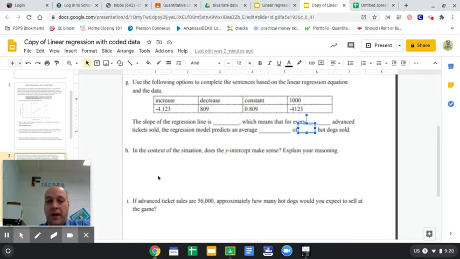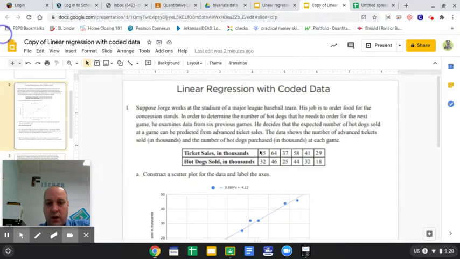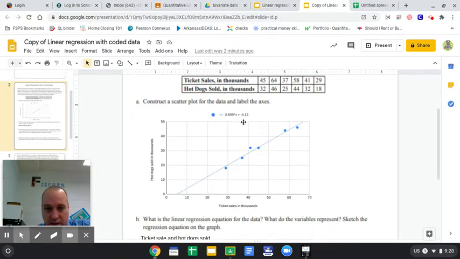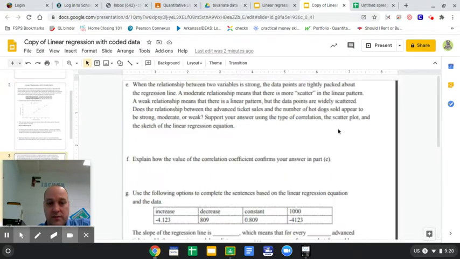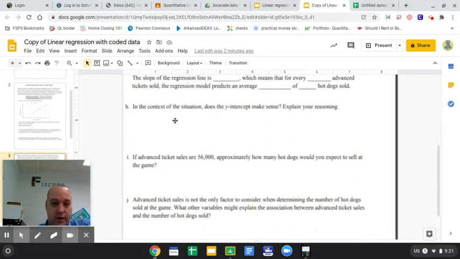809. In the context of the situation, does the y-intercept make sense? So let's go back and look at our y-intercept. The y-intercept says it is negative 4.12. So could I have a negative 4,000 hot dogs? So does it make sense? No. Why? You can't have negative 4,000 hot dogs.